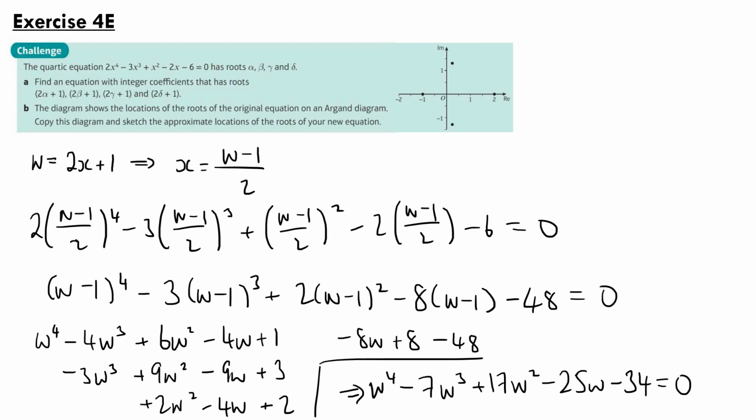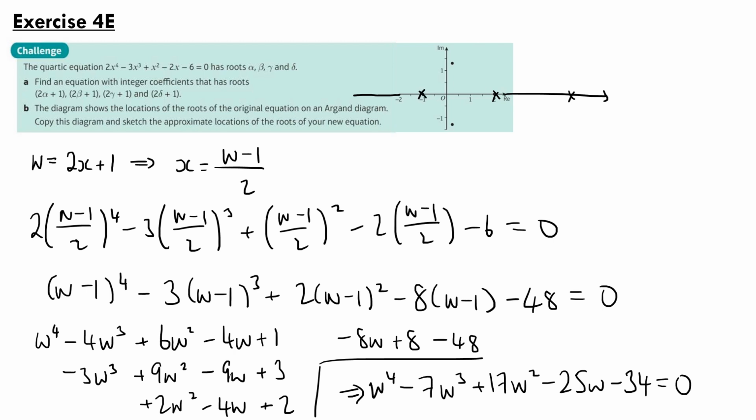Okay, then for part B, we were asked to sketch the approximate locations of the roots of the new equation. Well, we're just going to multiply each of these roots already on the diagram by 2 and then add 1. So for this first one here, if we extend the real axis, we multiply this by 2, we're going to end up at 4. Then add 1, we're going to end up at 5. For the minus 1, if we multiply that by 2, we're going to end up at minus 2. Add 1, that's just going to be minus 1 again.